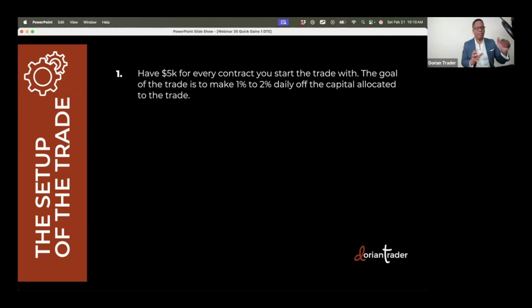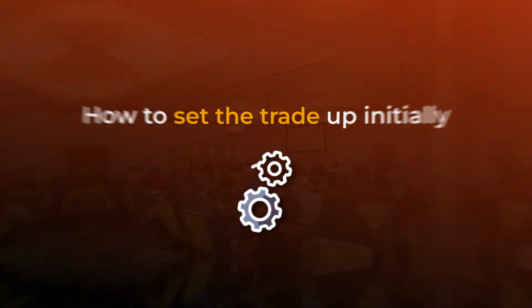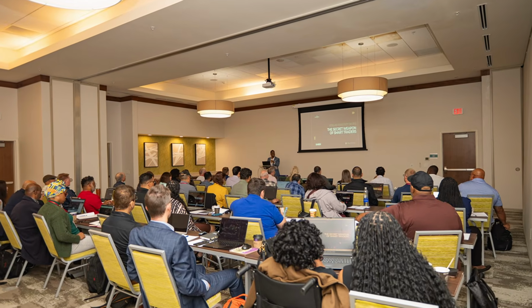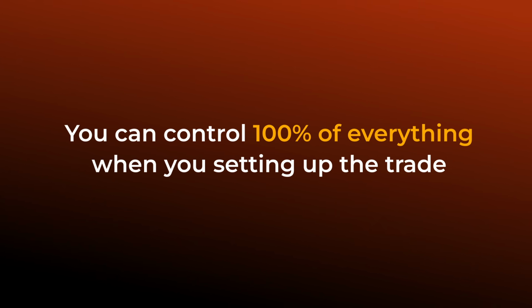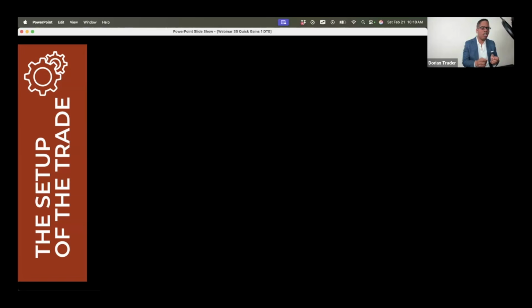Let me give you some background here on this trade, the setup. So here at Dorian Trader, we believe that it's crazy important that you understand how to set the trade up initially, because that is what you can control 100%. You can control 100% of everything that's going on when you're setting up the trade, when you're putting on the trade. And so you want to cross all T's, dot all I's. You want to make sure everything is covered when you're going through the setup process.